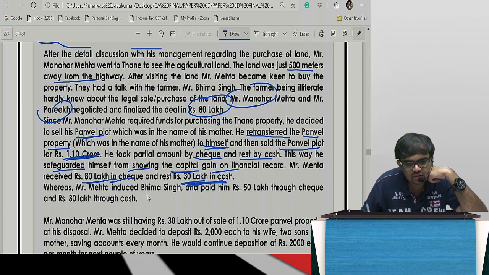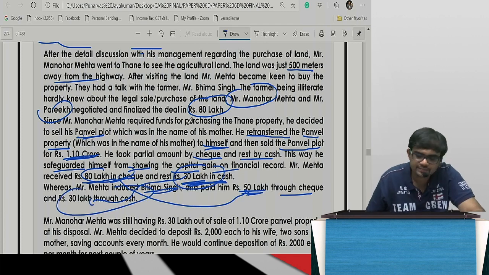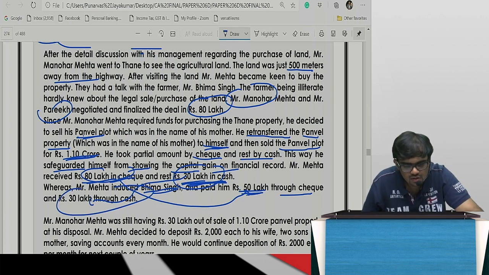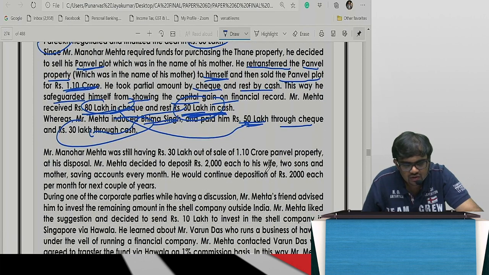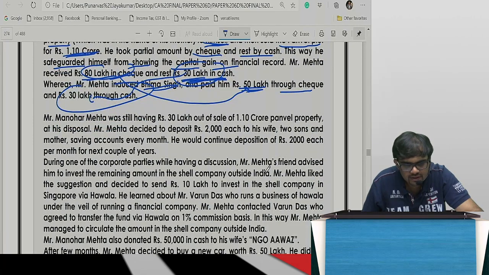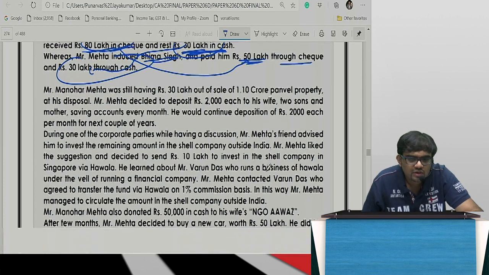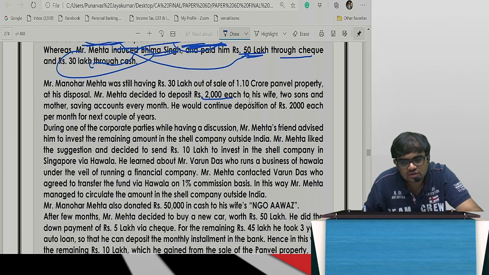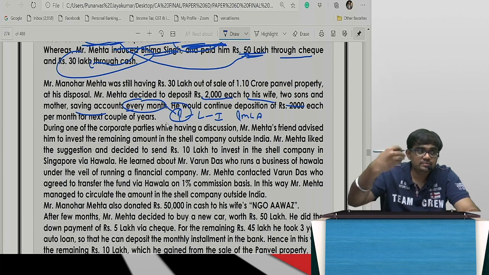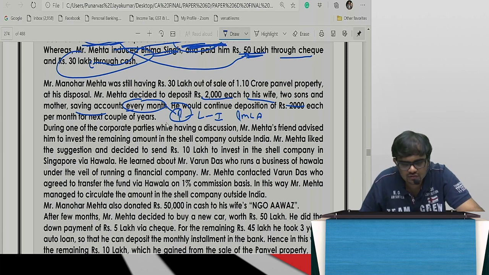Whereas Mr. Mehta induced Bhima Singh and paid him 50 lakh through check. This 80 lakh, say, the 50 lakh here, and this 30 lakh cash. Done deal. He was still having 30 lakh out of the 1.1 crore Panvel property at his disposal. He decided to deposit 2,000 each to his wife, 2 sons and mother every month. This is called what? Placement, layering, integration. This is nothing but placement, placing 2,000 like that in various accounts.